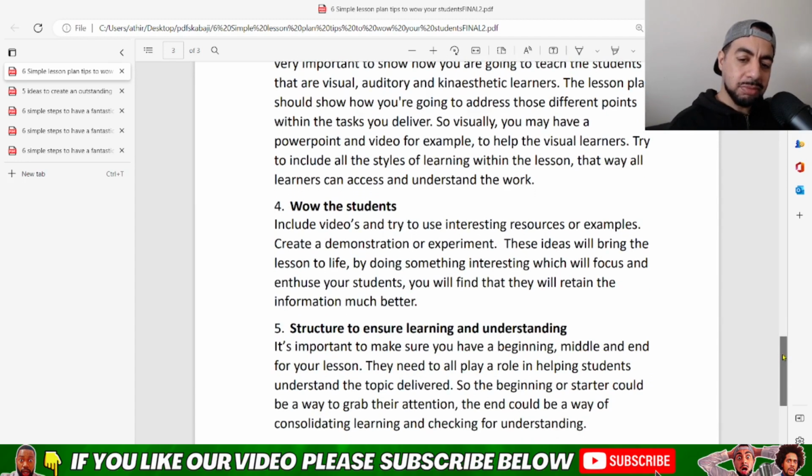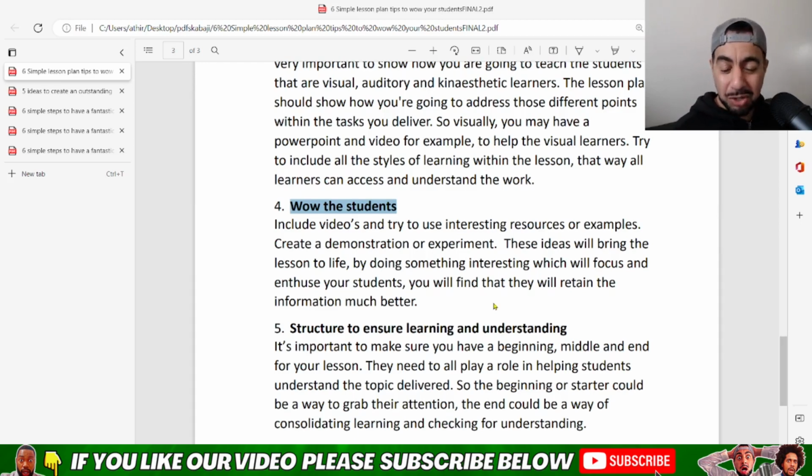Number four, wow the students. Wowing the students really simply means that you just go that little bit extra. What else can you do to add to it? So I touched on it just now, where you've got your lesson, but you might actually add a demonstration. You demonstrate how something works. You show an experiment. If you can't do that yourself personally, then you might do it through a video, and that's perfectly okay as well.